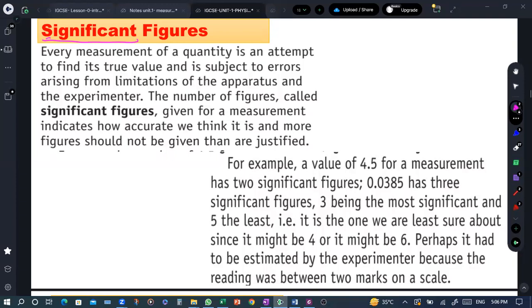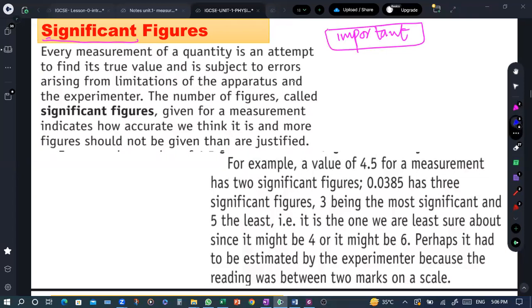Yes. Sir, significant means something important or worthy. Important, very good. Something important is called significant.